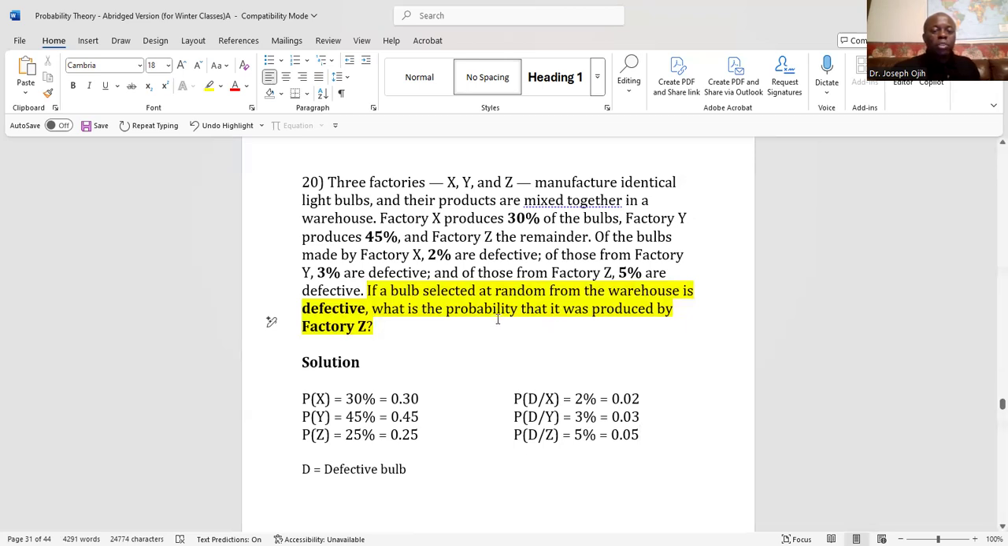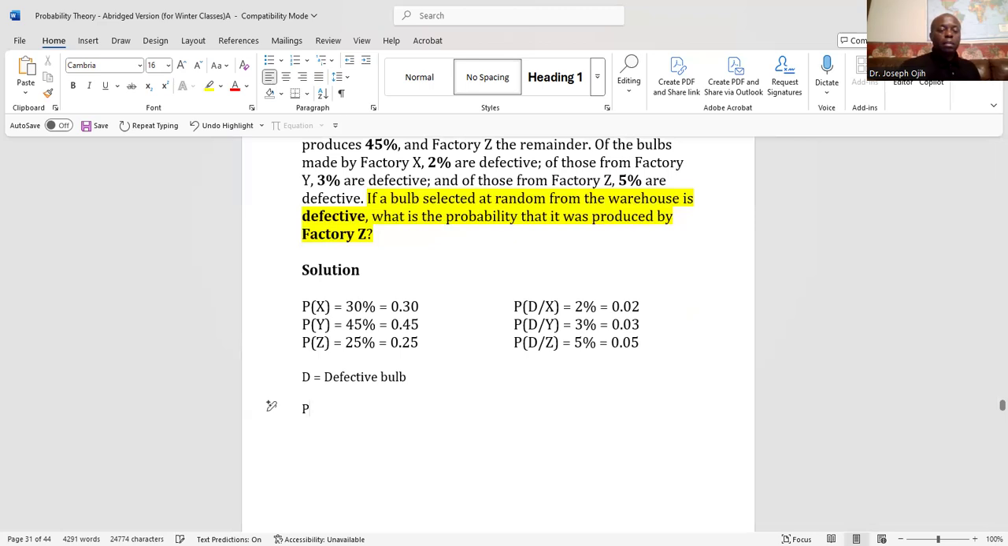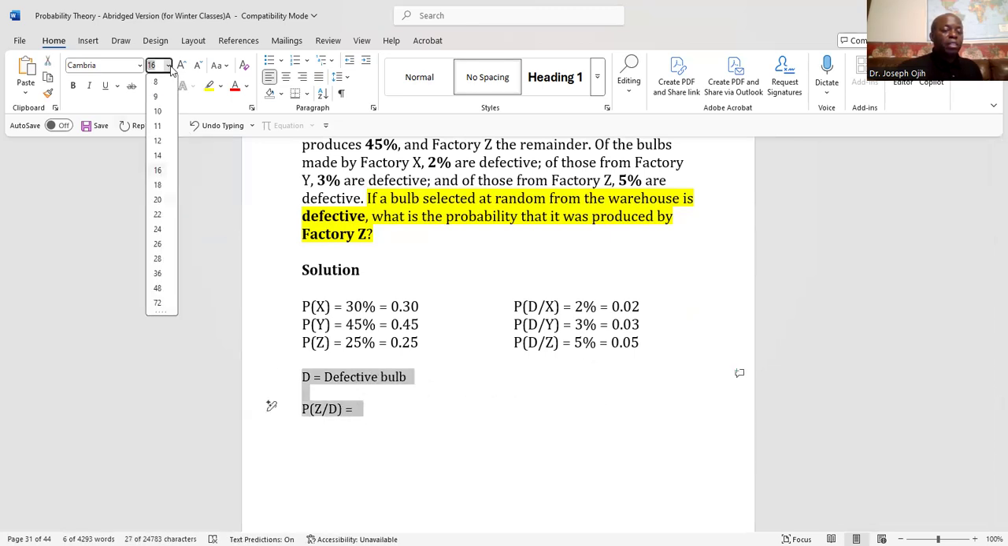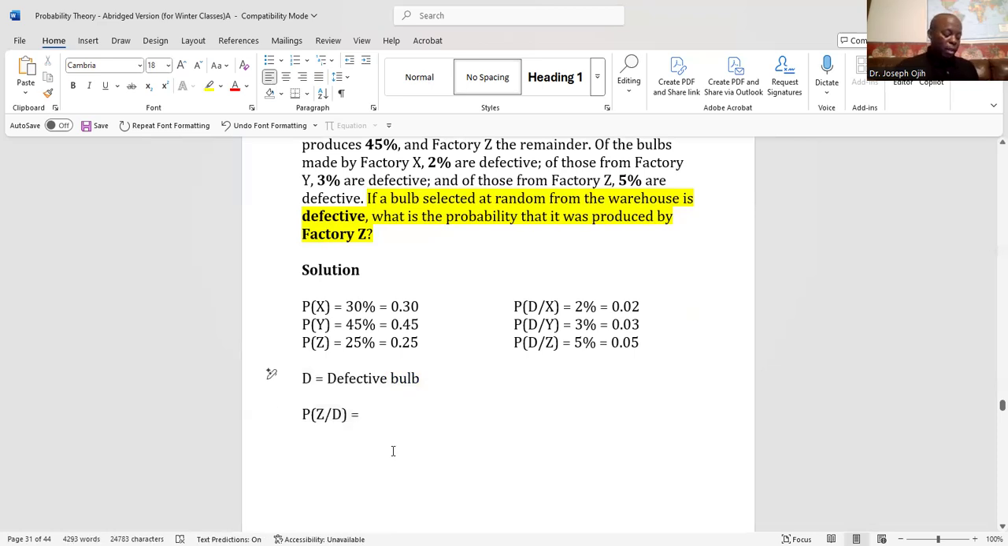So what is the probability that it's produced by factory Z? We're looking for the probability that it was produced by factory Z, given that it is defective. What is the probability that it's from factory Z, given that it is defective? That's what I'm looking for now. So I'm going to write the probability that it is from factory Z, given that it's defective.